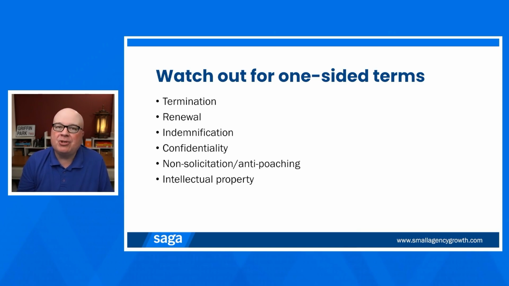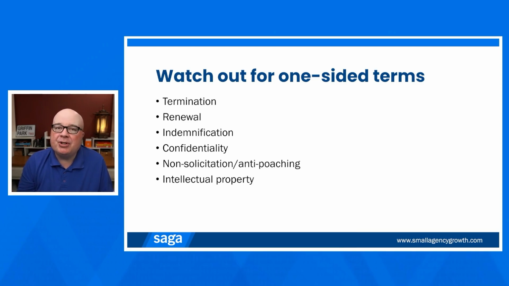Indemnification, this is one that's almost always written as one-sided. You should always look for mutual indemnification. Same for confidentiality. These are just basic things that you want to make sure that everybody's on a level playing field. There's really no reason for either party to have an advantage in these kinds of things. Non-solicitation or anti-poaching. This is the kind of thing that agencies are often worried about, particularly on the poaching side.